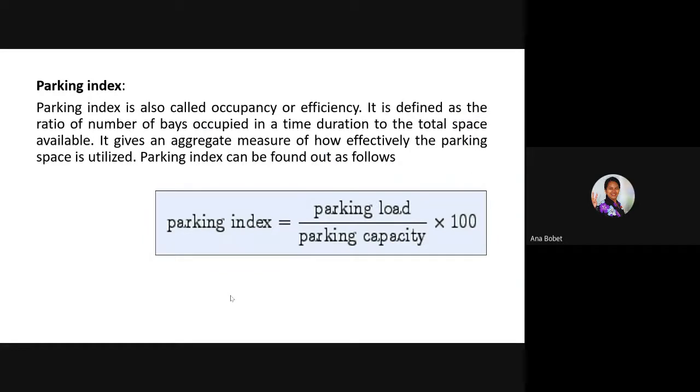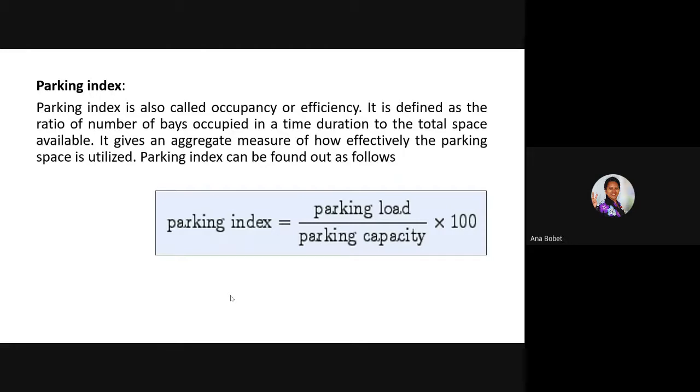Sorry, I missed one. Parking index. Index is in terms of percentage, sometimes called efficiency, and is related to occupancy. So how many entered and parked, and how efficient is your system with 20 parking bays where the vehicles are parked. So it's defined as the ratio of the number of bays occupied in a time duration to the total space available, which is your total bay area for the parking lot.